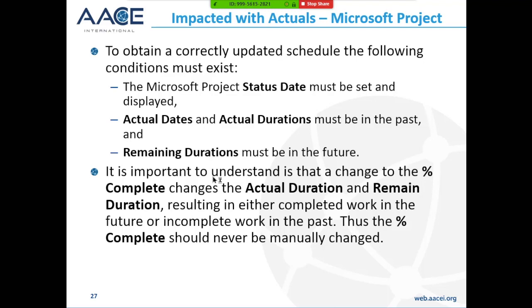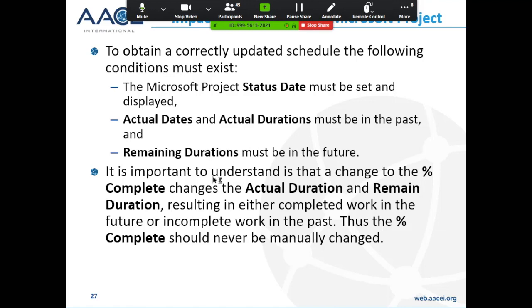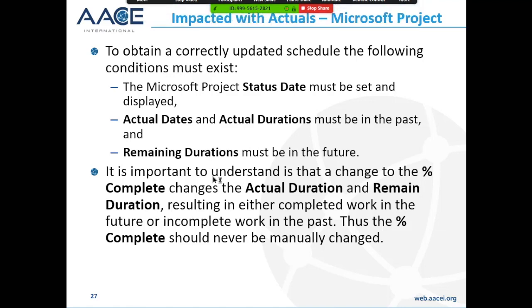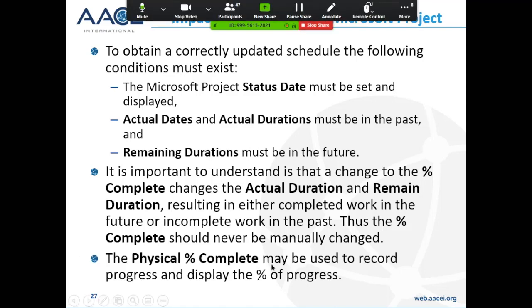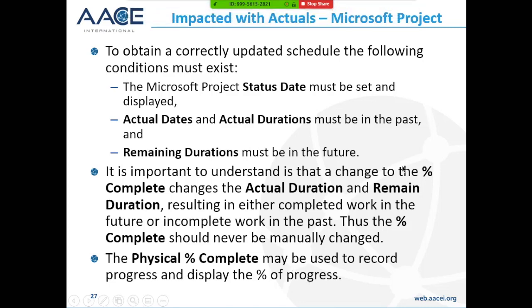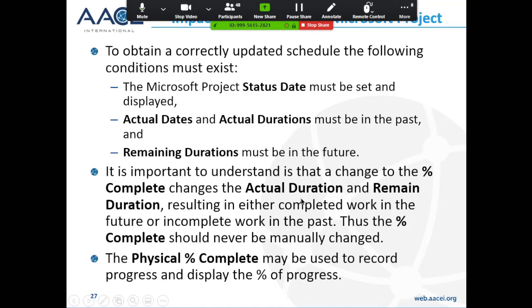Thus, if you want to update a Microsoft Project schedule properly with the actual dates in the past and actual durations in the past and remaining durations in the future, you must never, ever, ever touch the percent complete. The physical percent complete may be used to record progress and display the progress, but you mustn't use the percent complete. The percent complete is incorrectly named. It's actually percent duration complete.